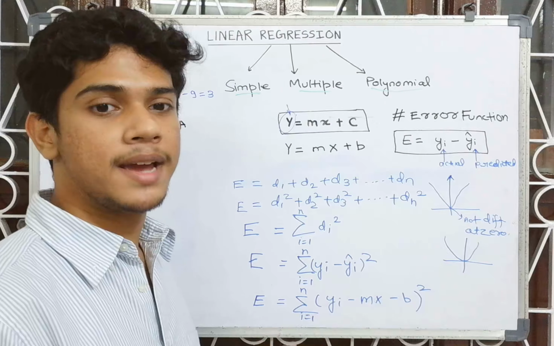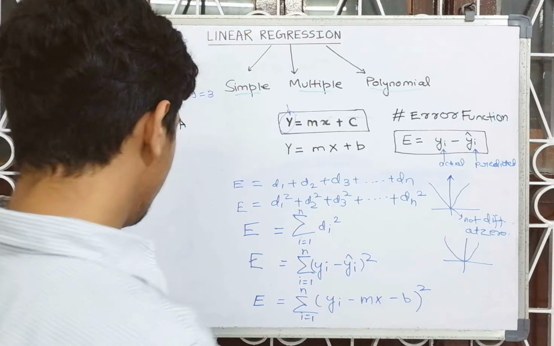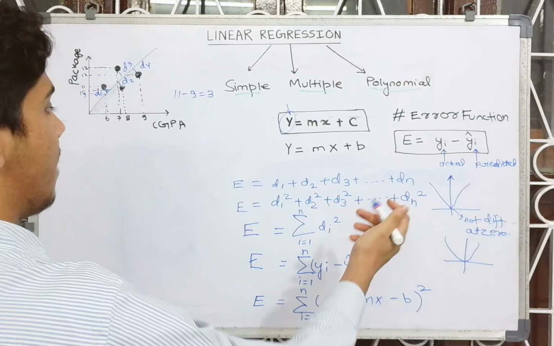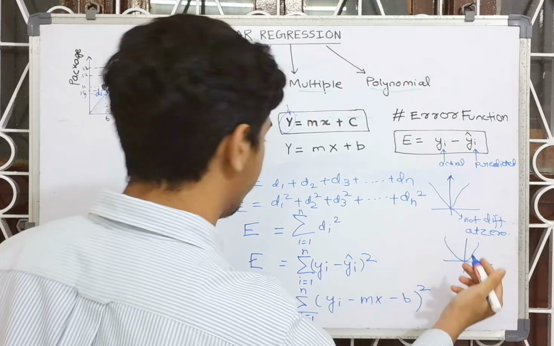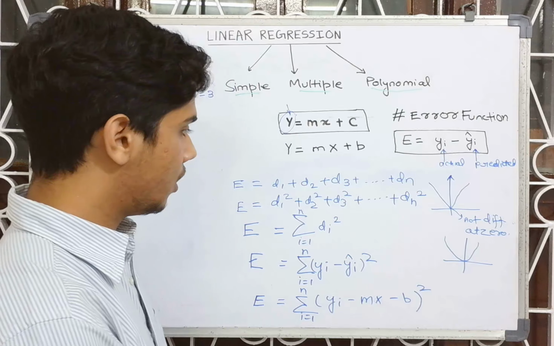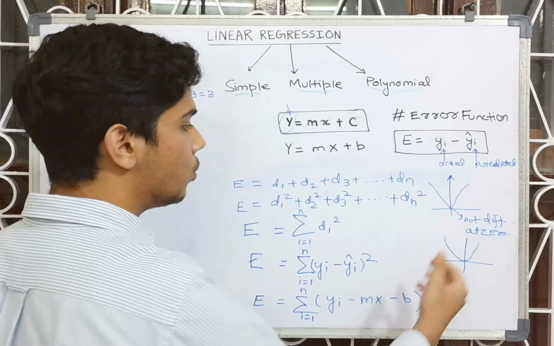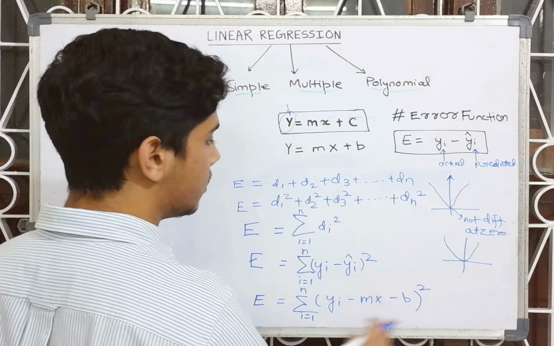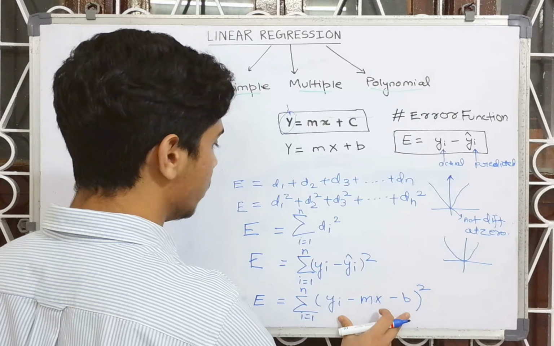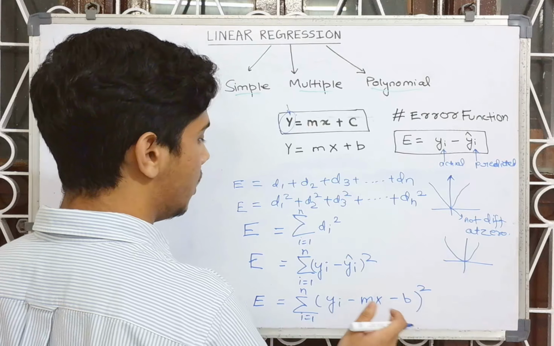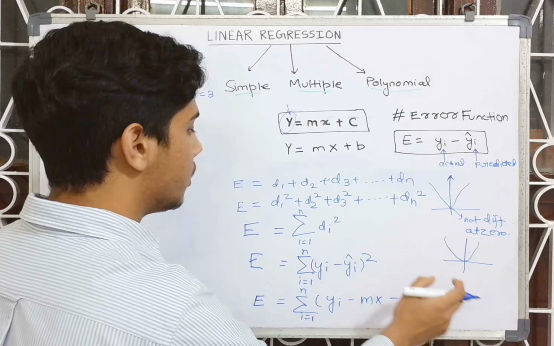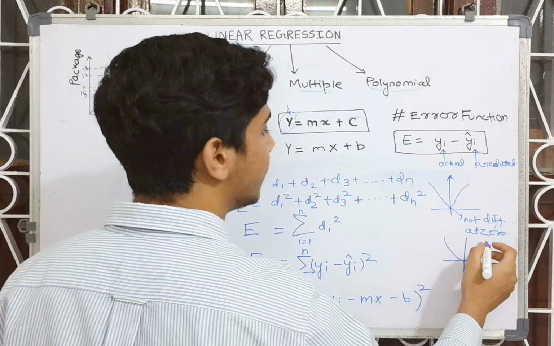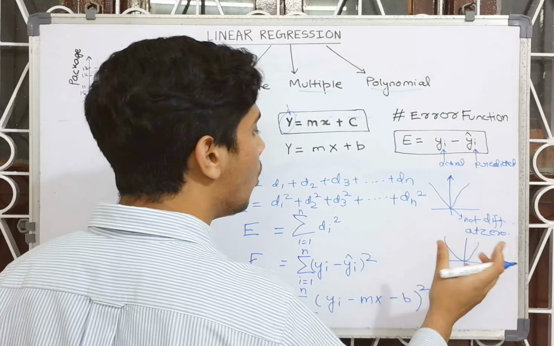But how can we minimize this error? We will look more into it. We will have to first see this graph. The error function will look like this, because it is a quadratic equation. This is a quadratic equation, and for a quadratic equation the graph is bowl shaped.